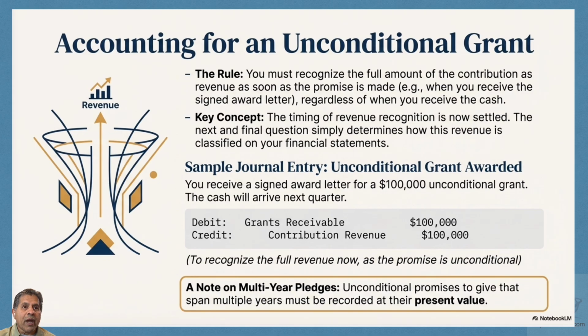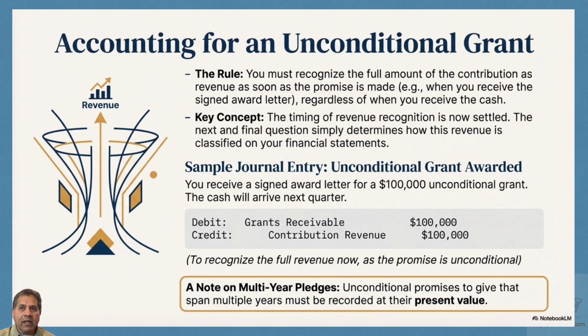Conversely, if there is no barrier, even if the cash hasn't arrived yet, you must recognize the revenue now. Yes, immediately. If a foundation sends a letter, say on December 31st, promising $100,000 for next year, you book that revenue on December 31st if it's unconditional. So to do that, you debit grants receivable and you credit contribution revenue.